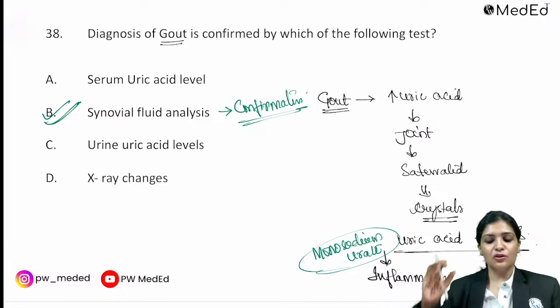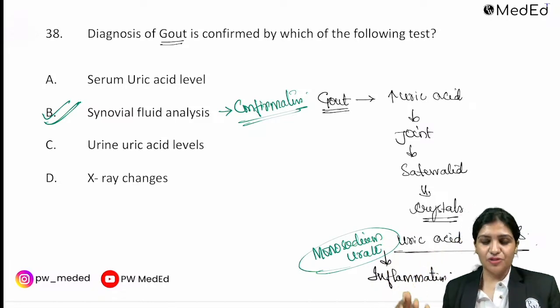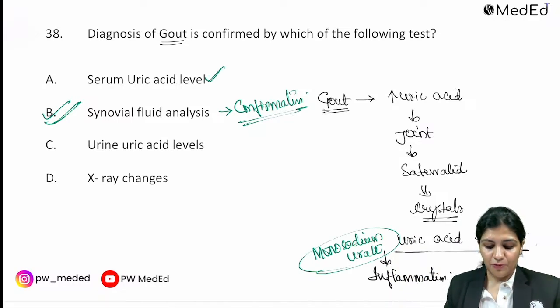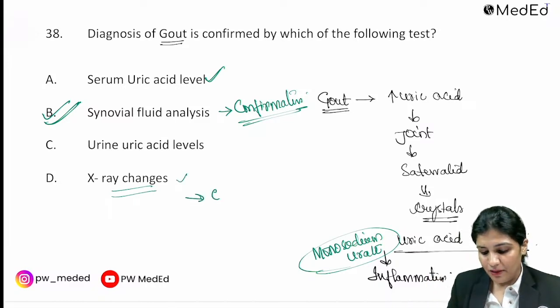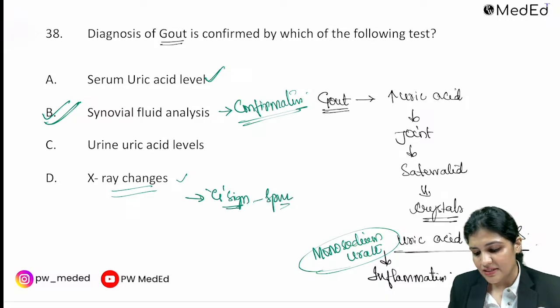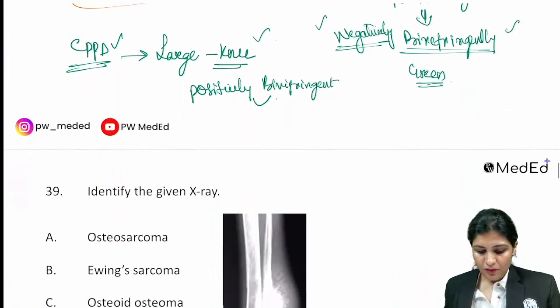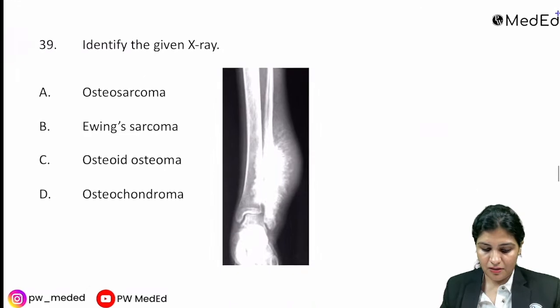So the confirmation of gout is mainly by synovial fluid analysis, but usually the clinical diagnosis we do with increased serum uric acid levels, right? Serum uric acid levels. And X-ray, again you will see certain changes. You have to remember the G sign or the spur sign, which is seen on the gout X-ray, right? So that is about the crystalline deposition diseases.